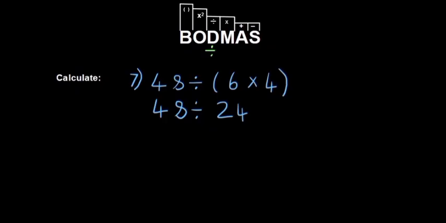So now all we have to do is to divide 48 by 24 to get a 2. Now the division is gone. So all the operations are gone. That means this is the final answer.